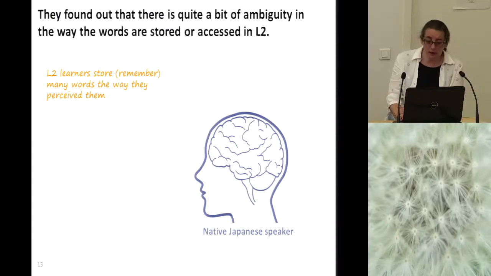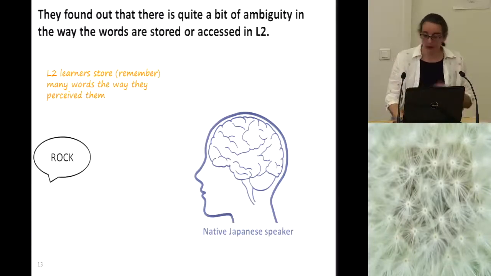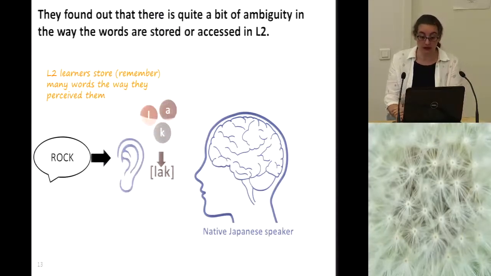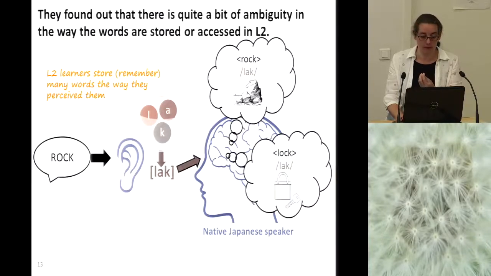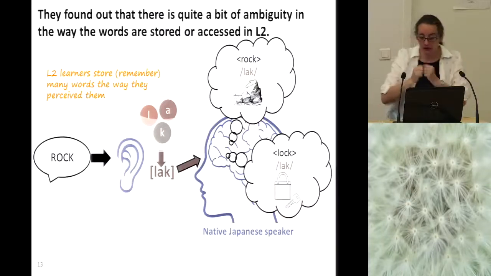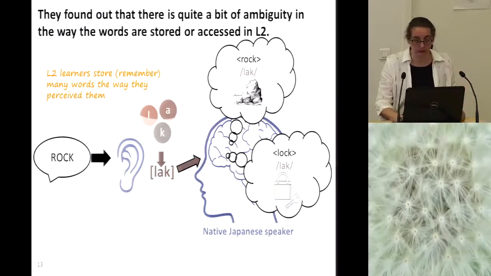They found that there is quite a bit of ambiguity in the way words are stored or accessed in a second language, right? And so what they essentially claim is that L2 learners remember many words the way they perceive them. So to illustrate, rock is perceived as lock if you are a native Japanese speaker. And this is going to result in you storing a word with this lock form, but connecting it to the two different concepts. So the concepts are not merged, but they sound the same. They both have the same representation in phonological terms. And so they essentially become homophones. Okay.